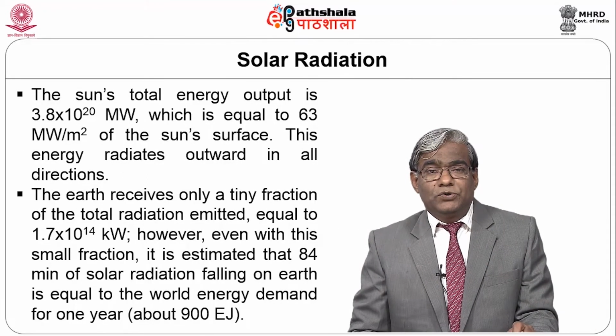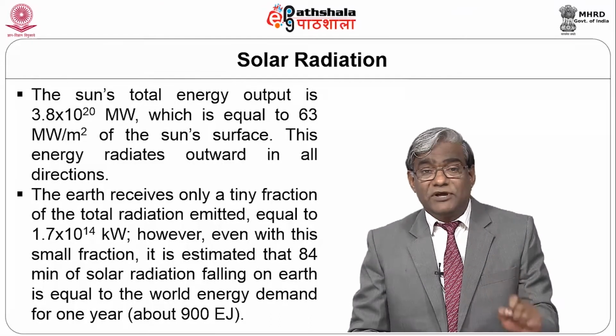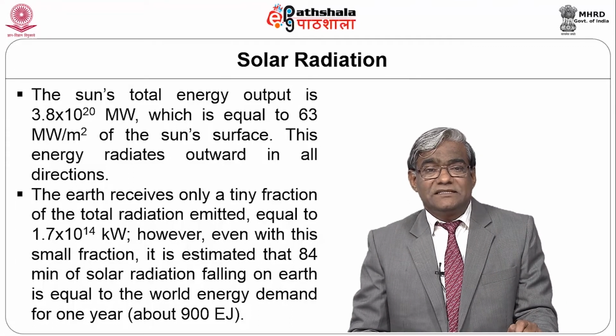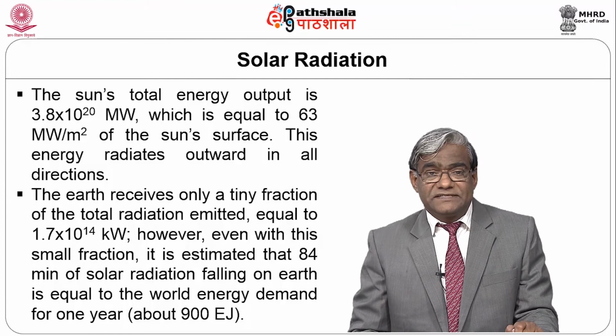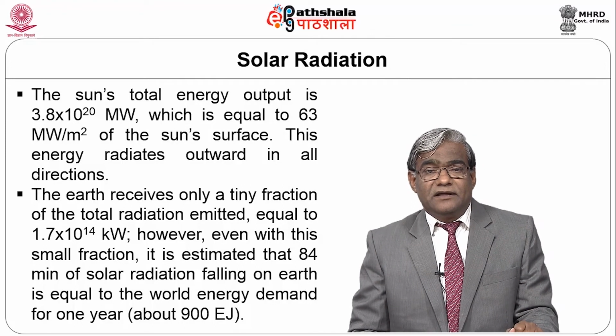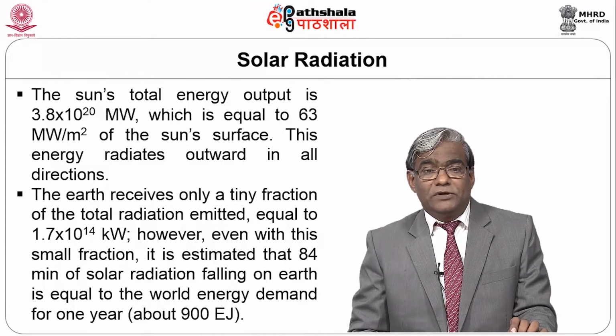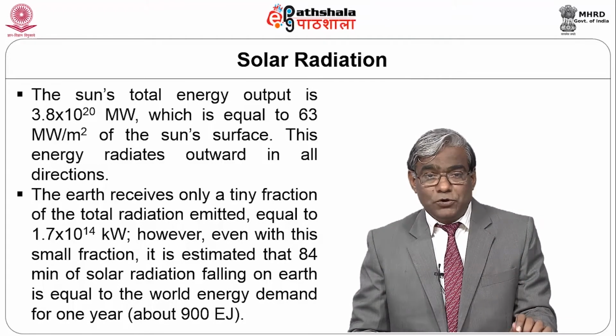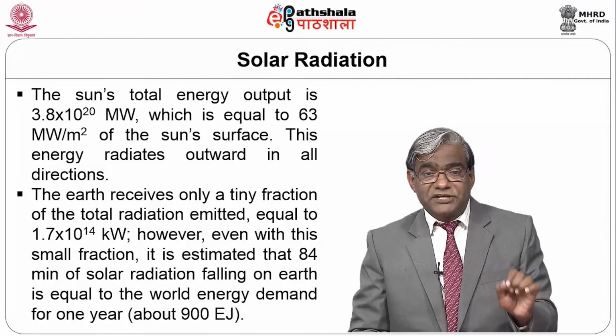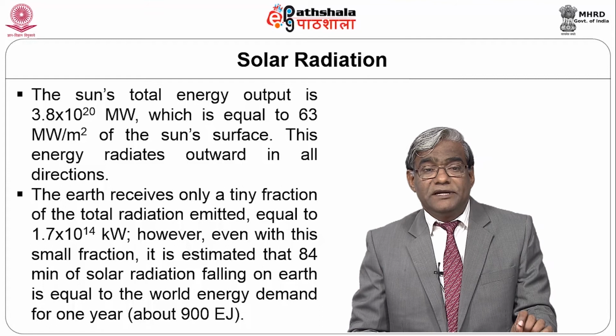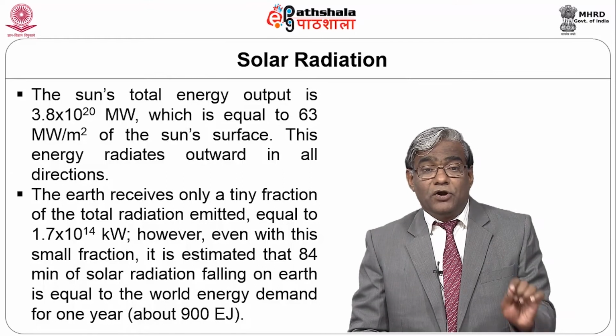The sun's total energy output is about 3.8 into 10 to the power of 20 megawatt, which is equal to 63 megawatt per meter squared of the sun's surface. This energy radiates outward in all directions, and the earth receives only a tiny fraction of the total radiation emitted, equal to 1.7 into 10 to the power of 14 kilowatt. However, even with this small fraction, it is estimated that 84 minutes of solar radiation falling on earth is equal to the world energy demand for 1 year, about 900 exajoule.